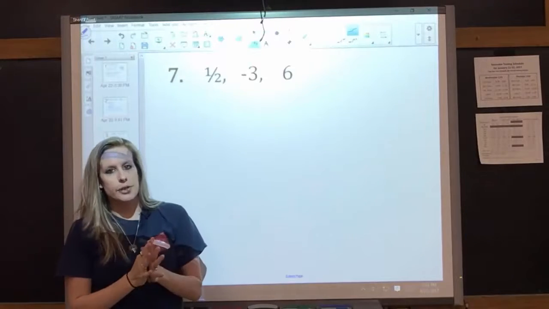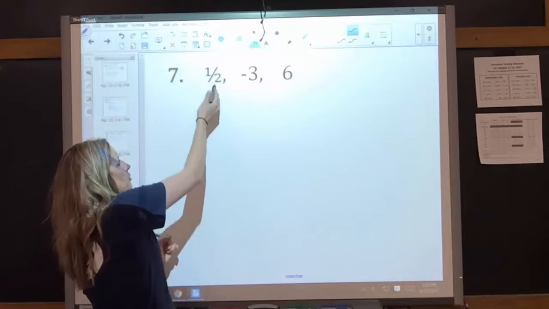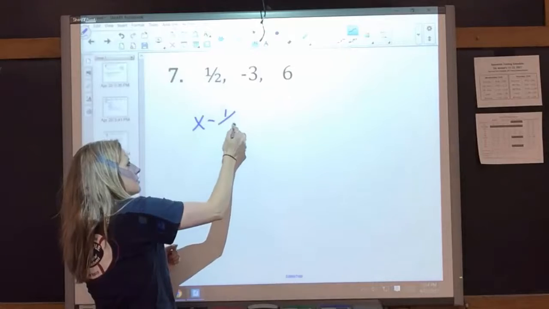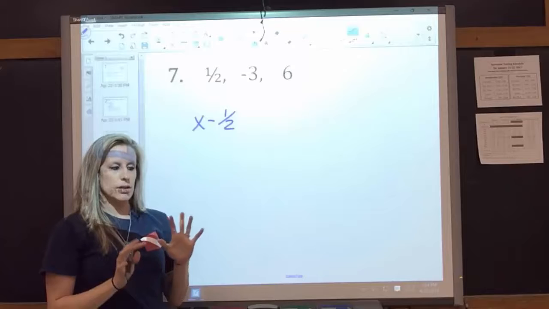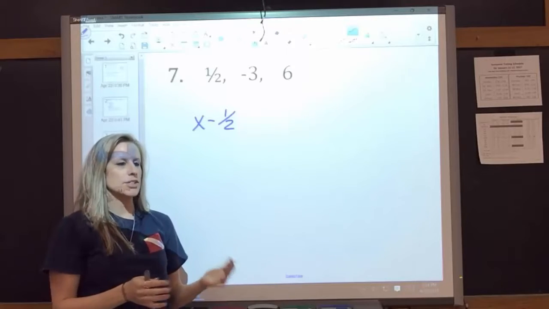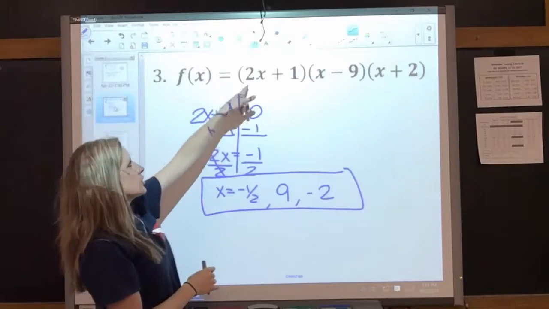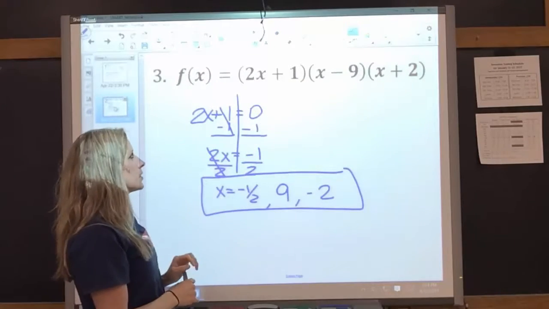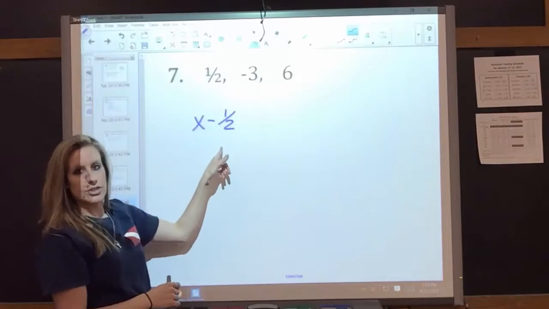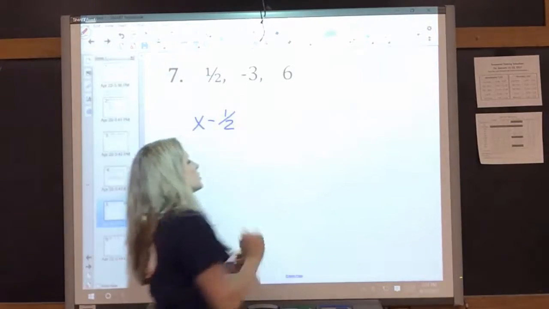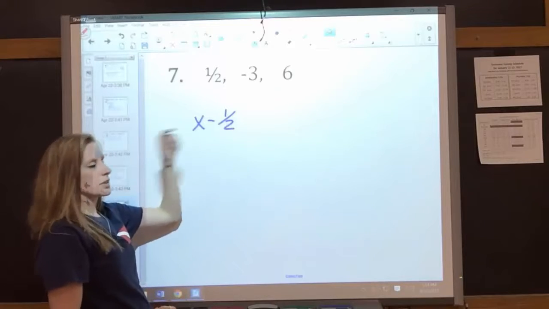All right, number 7 is a little bit different because we have a fraction. Now a lot of people would put x minus 1/2, and technically that's right, but what I want you to do is put it in a form where it does not have a fraction. So if you look at the top of your notes, how we had like 2x plus 1, that's the form I want it in. So to get rid of our fraction, what you want to do, see how it's dividing by 2? That 1/2 says divided by 2.